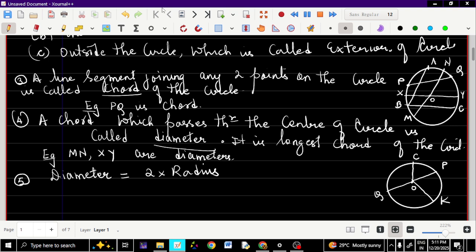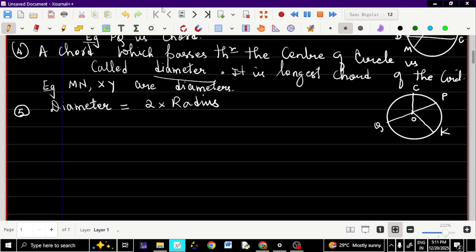Okay. Now, if you take any 2 points on the circle, let's say C and P, then this portion between P and C of the circle is called the arc of the circle. So arc is basically portion of the circle between any two distinct points. So what is an arc?